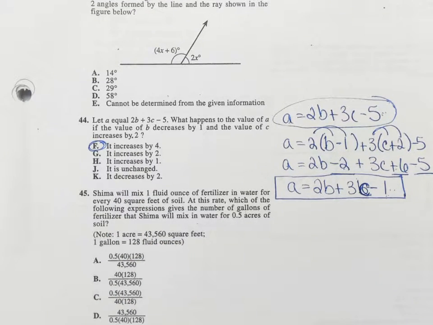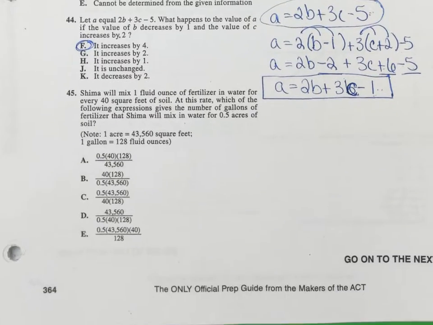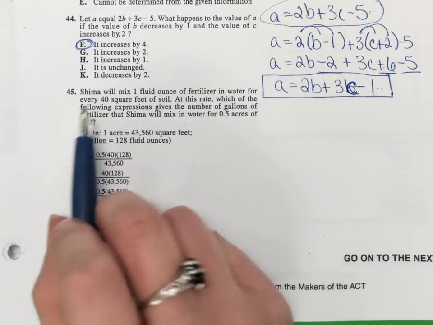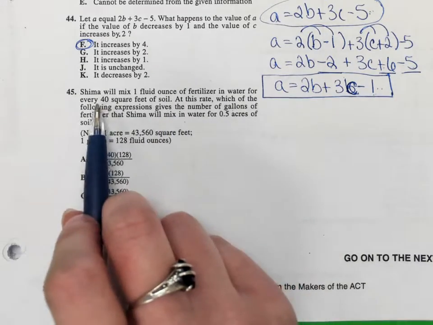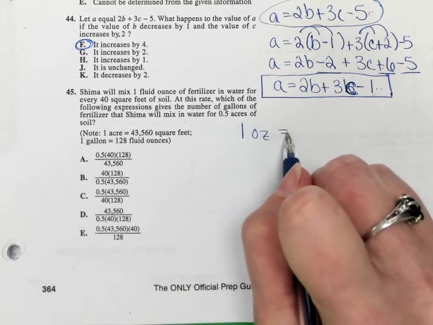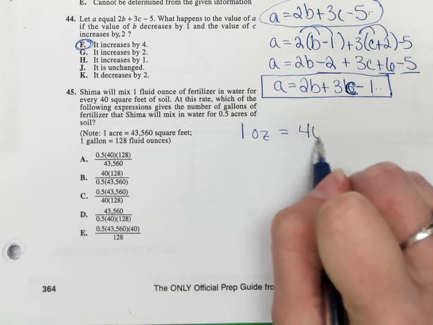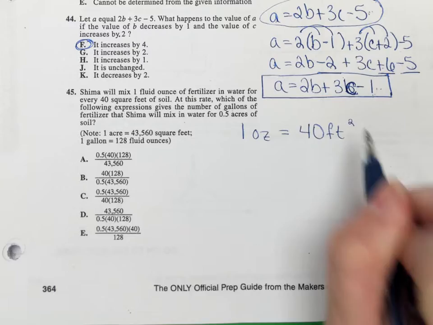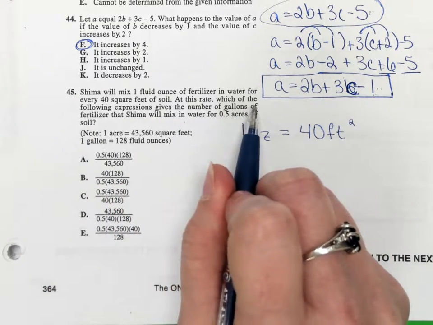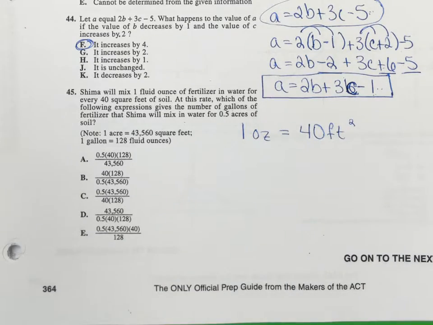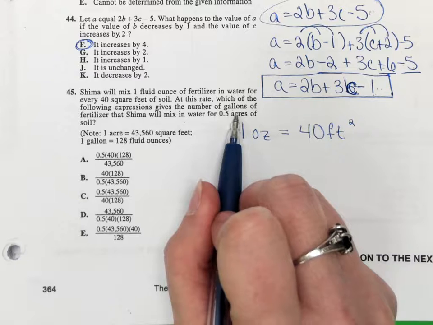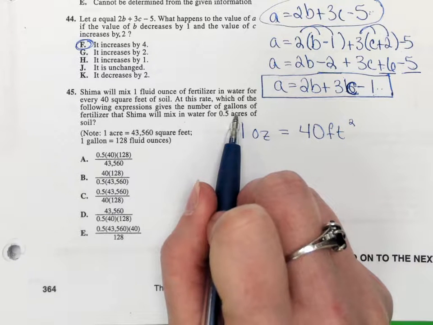Does anybody need 45? Anybody need 45? Yes? Let's see. So 1 ounce of fertilizer is every 40 square feet of soil. At this rate, which of the following expressions gives the number of gallons of fertilizer for a half an acre of soil?